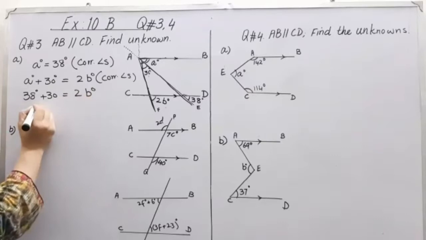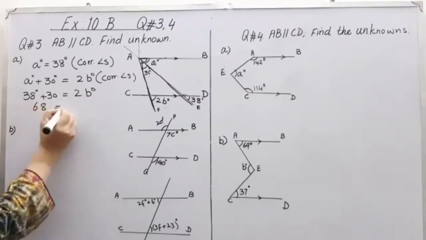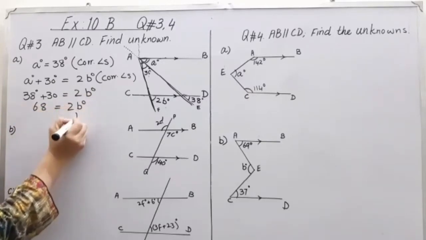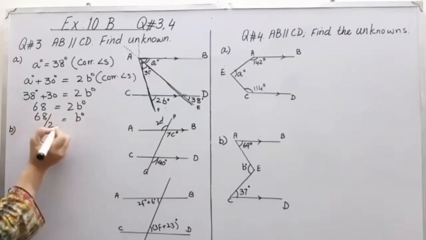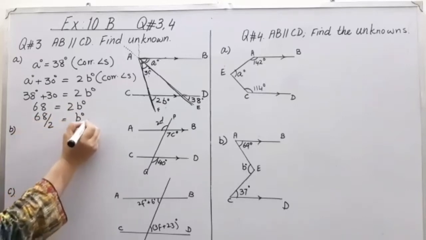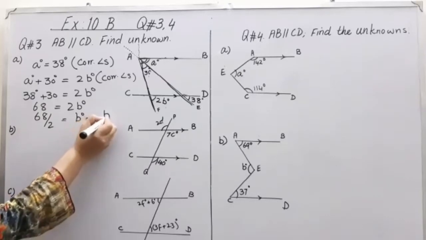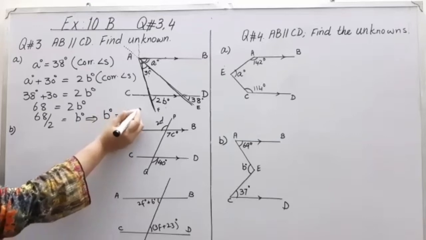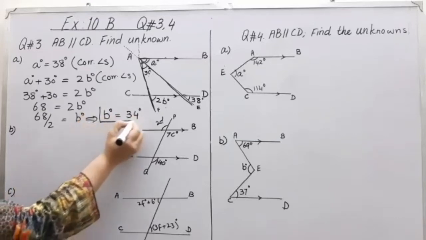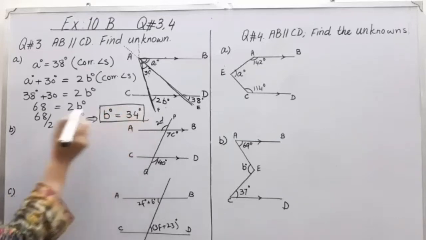Now we solve it as an equation. 68 equal to 2B and B is equal to 68 divided by 2. 2 3s are 6 and 2 4s are 8, so B is 34. This is your answer of A and B.